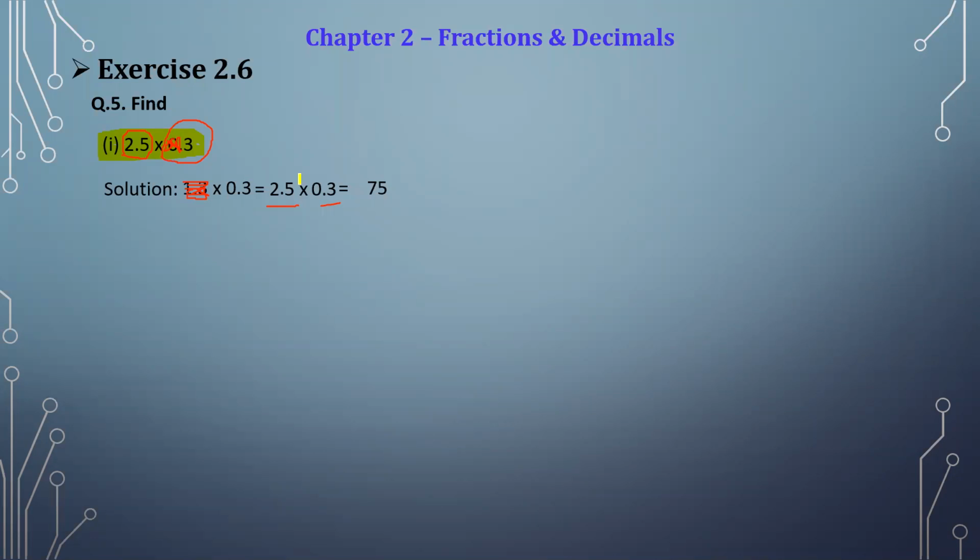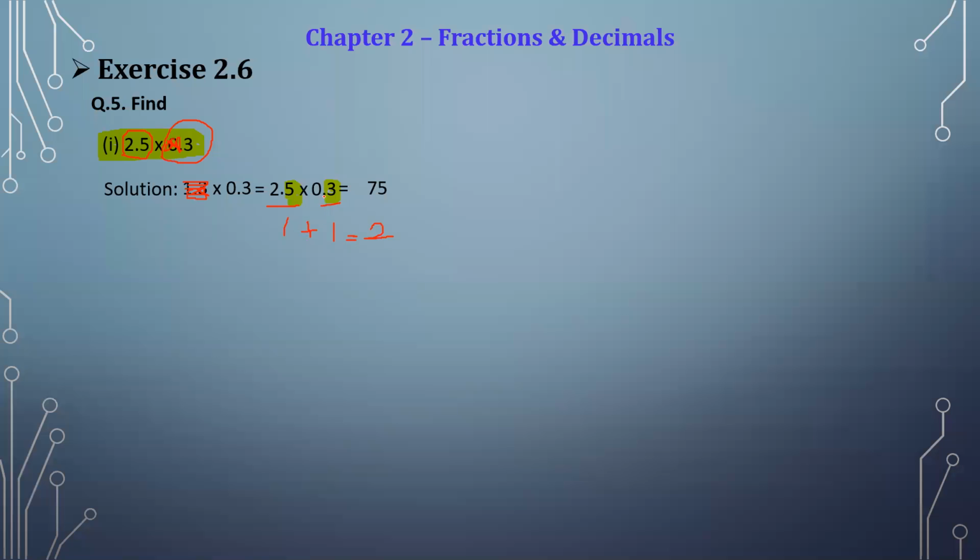But here both numbers are decimal numbers. So therefore we have to consider both the numbers and the number of digits which are present after the decimal point. So for 2.5, only one digit is present after the decimal point. And in case of 0.3, again, one digit is present after the decimal point. So just add these number of digits. So 1 plus 1 is equal to 2.